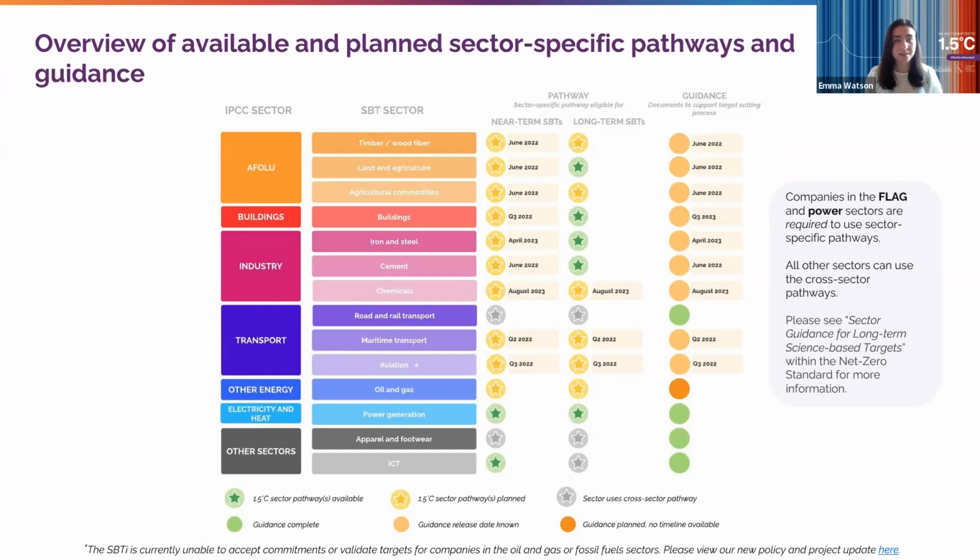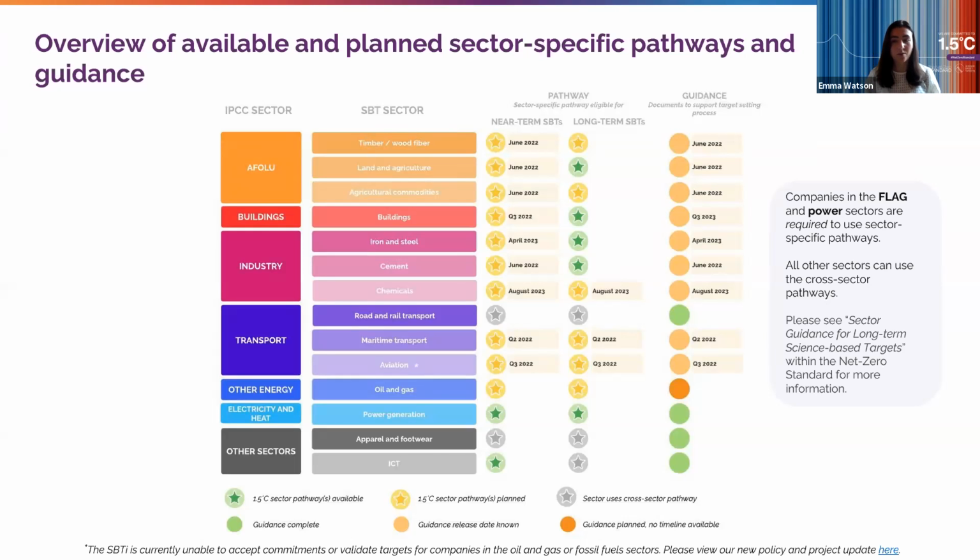Hopefully these timelines are useful for you if you do operate in these sectors. We do have more specific guidance on a sector basis within the Net Zero Standard. That's Chapter 8 within the Net Zero Standard, and the title of that chapter is Sector Guidance for Long-Term Science-Based Targets. That is a table that lays out any specific greenhouse gas accounting requirements or target setting requirements that come with those sectors.